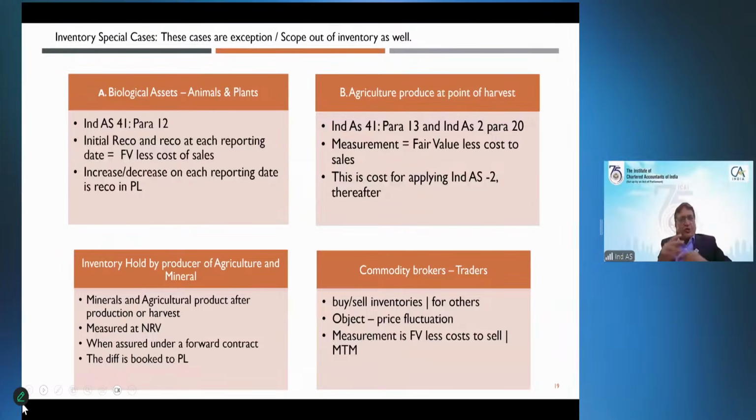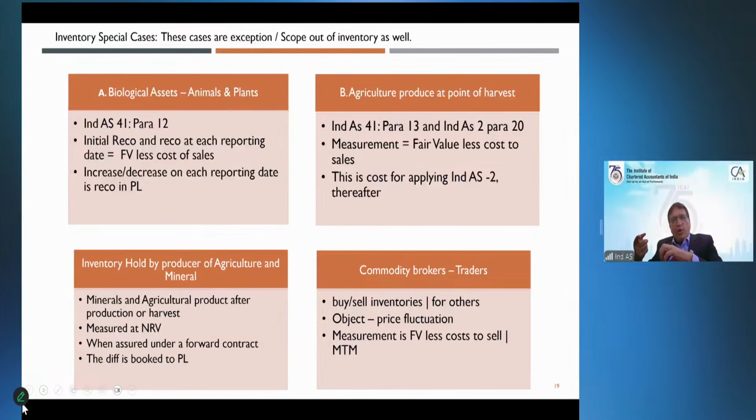Okay. So that was a very brief note about biological assets and agricultural produce. So anybody who's producing biological or agricultural produce, the cost of the inventory is governed by Ind AS 41. Once it becomes inventory, the cost at the starting point is fair value less cost to sell. And thereafter, if you maintain it as inventory, it becomes your input inventory cost. That is where I'm coming from.